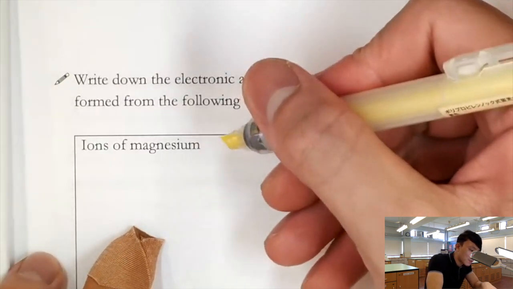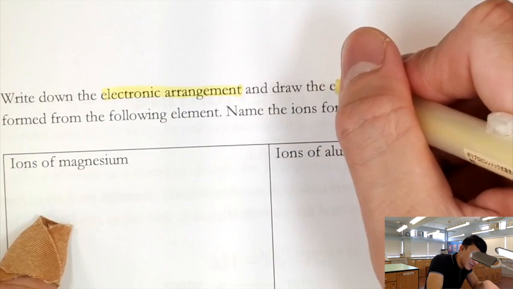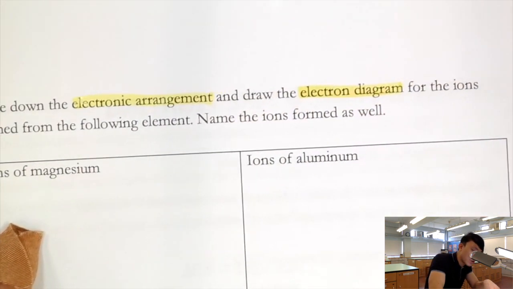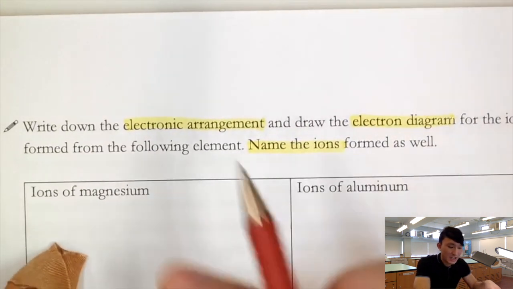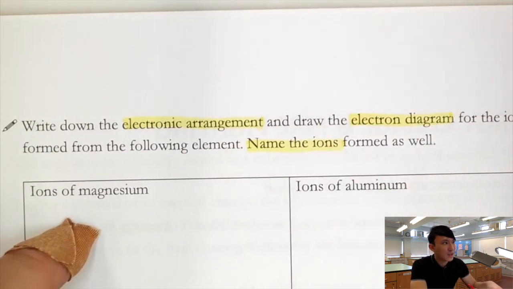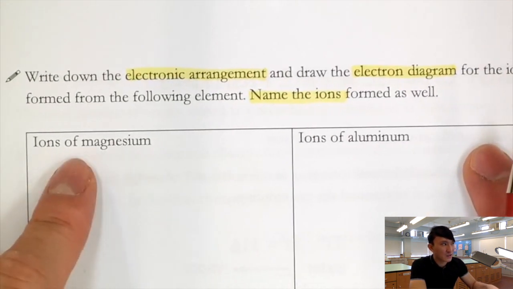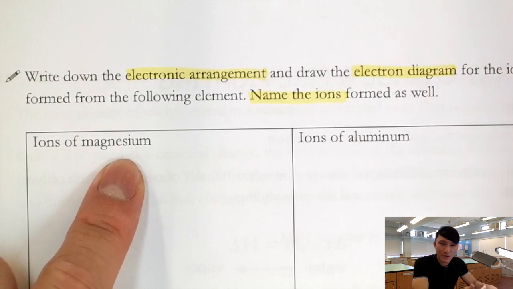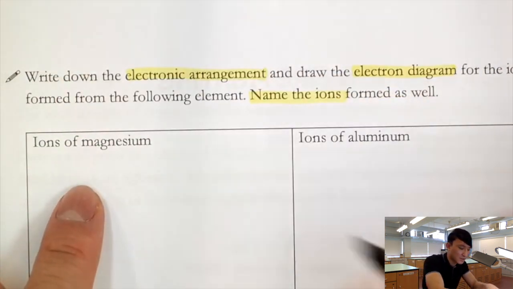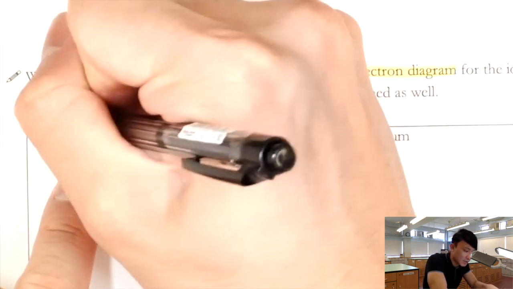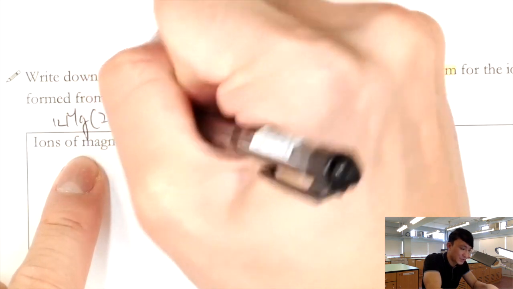Now, first of all, we want to put down electronic arrangement, and then electron diagram, and also name. So we have 3 tasks for each species. Let me do one for you. The first one here, ions of magnesium. First of all, you need to know magnesium. Let's do some rough work outside the box. Magnesium, Mg, is number 12, isn't it? So originally it is 2,8,2.